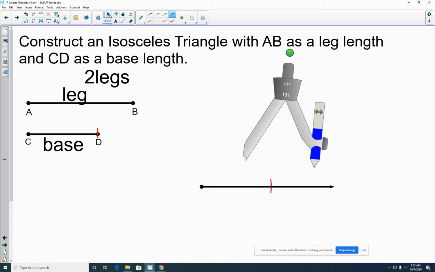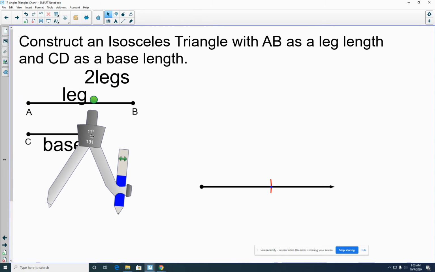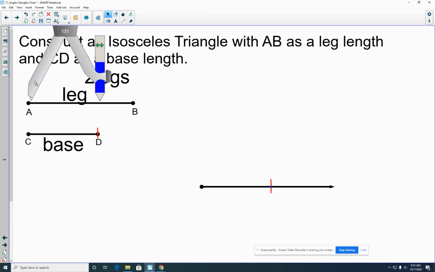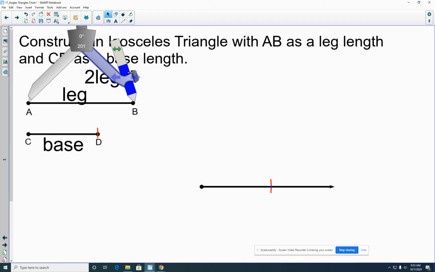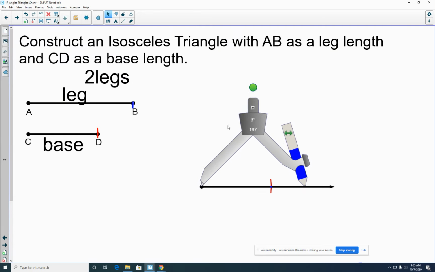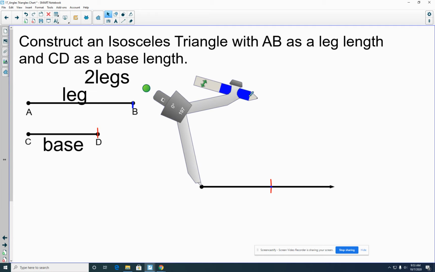Now I need two legs. And think about how we did the equilateral triangle. You measure the length that you need the sides to be. So I'm going to go from here to here. And if it's a triangle, it's going to intersect somewhere up here. So I'm going to use the endpoint. I'm going to swing an arc up here.